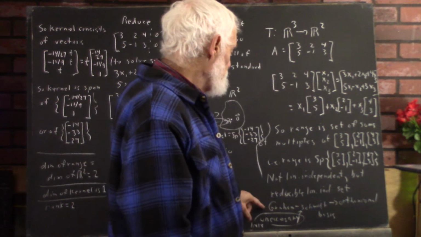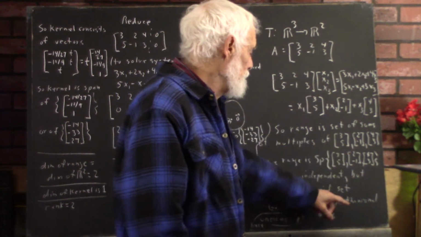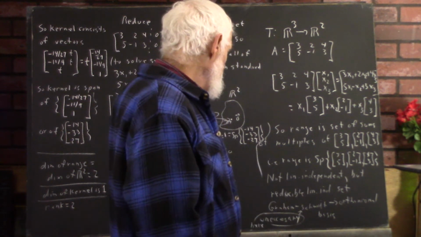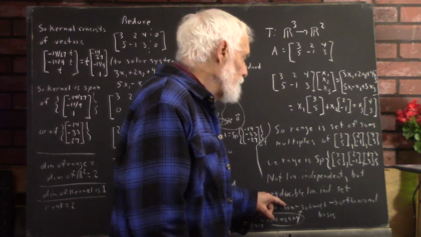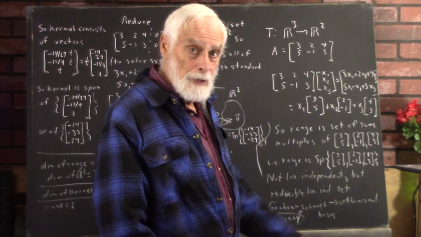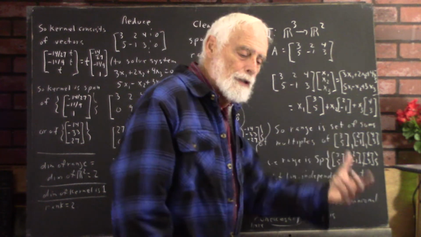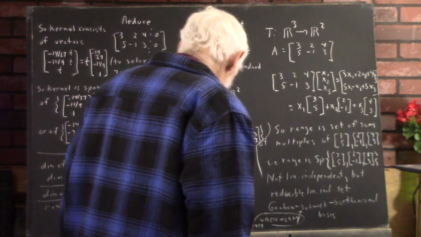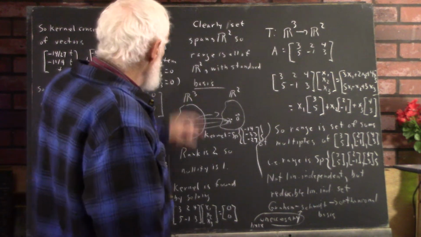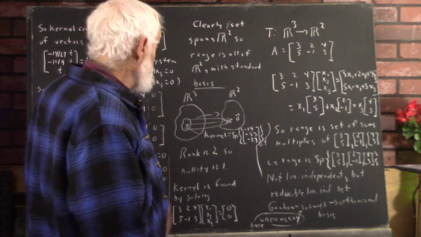A Gram-Schmidt process here would give you an orthonormal basis, but it's unnecessary because, as we just observed, all these vectors are in R2 and they span R2 since any 2 of them are not parallel to one another. So clearly the set spans R2, so the range is all of R2 with a standard basis.